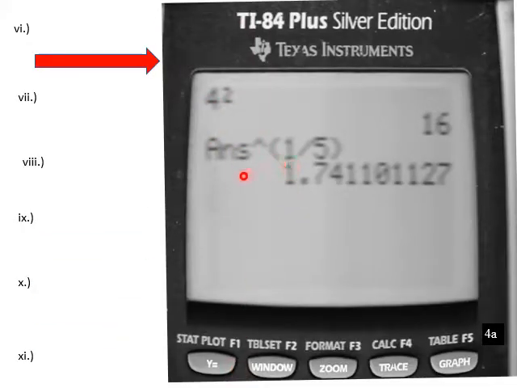Here is how you would enter it into your calculator. 4 squared, we get 16. This is another way of doing it: taking this number, the 5th root of 16 will be 1.741110, whatever. Rather than doing it all in one step, you could do 4 squared, then take your answer and find the 5th root.